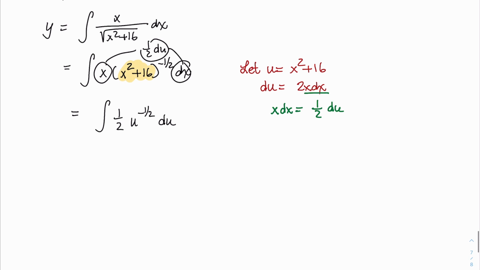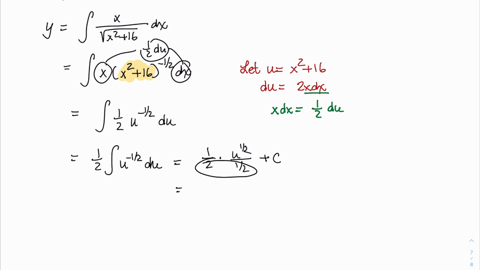Okay, so remember that constants can come outside, so I'm going to put the 1/2 outside, u to the negative 1/2 du, and then we use our power rule. So this is 1/2 times, now going up 1 power is 1/2, and I divide by 1/2 right away, plus c. And a couple ways to handle this. I could either bring the 1/2 up as a reciprocal, make it a 2, and then the 2 and the 1/2 would cancel each other out. Or if I just multiply my fraction straight across, that's a 1.